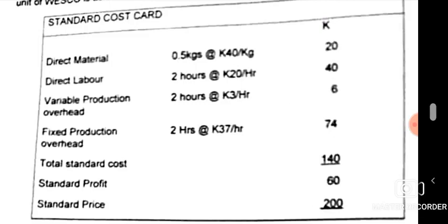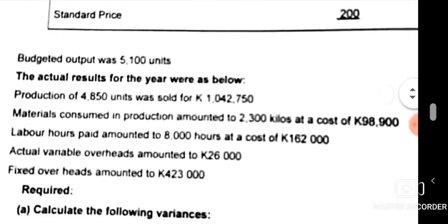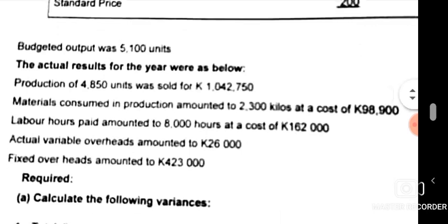So look at the question now. They've given you the budgeted output, which was 5,100 units. Actual results were as follows. Usually this is how they give you, because when you're having questions on variances, you need the actual results that happened, and then what you've planned as per budget. So you are given your actual results, have a look at them. I'll go straight into the calculations in this video.